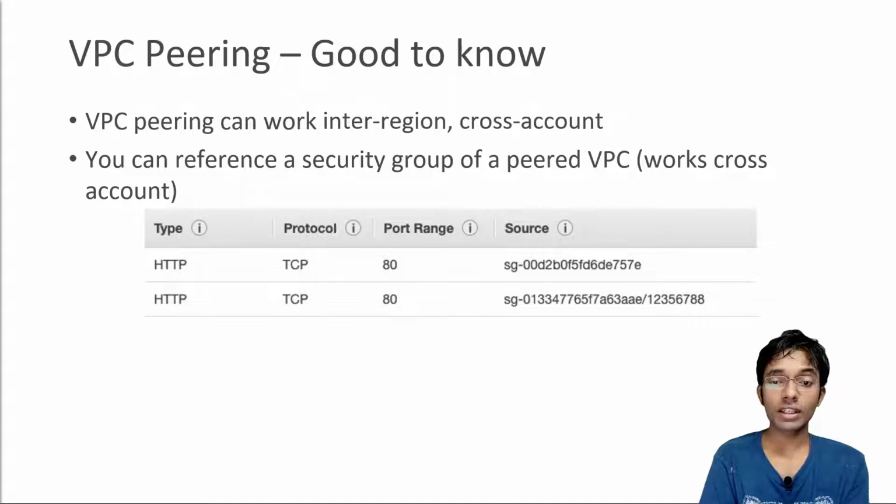So VPC peering can work inter-region and across accounts. And then once it's established, we can reference a security group in a peered VPC, and that works cross account. So these rules are very helpful. For example, here we are saying, I want to allow port 80 from this security group of a VPC in my other accounts, or a VPC in my account but a different VPC. So using these rules, we are able to reference security groups in other peered VPCs, and that makes security very easy to manage.